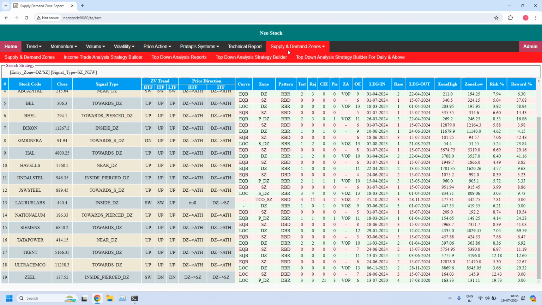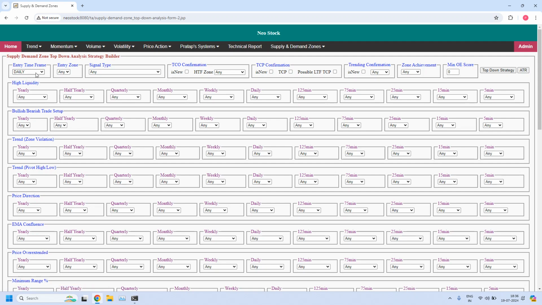Now I will generate weekly zones based on EMA confluence. So 2 reports we are going to generate. First one for weekly time frame, EMA confluence in weekly time frame. First we will look for demand zones having weekly EMA confluence. WEMAC means weekly EMA confluence.